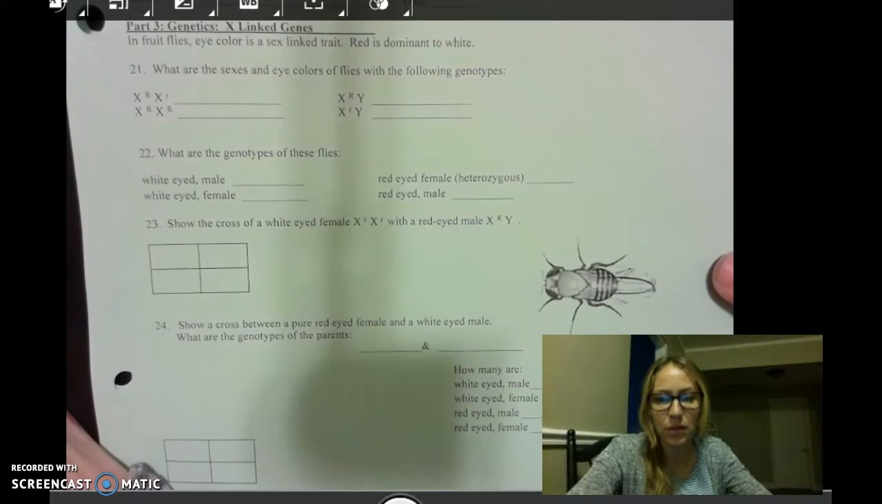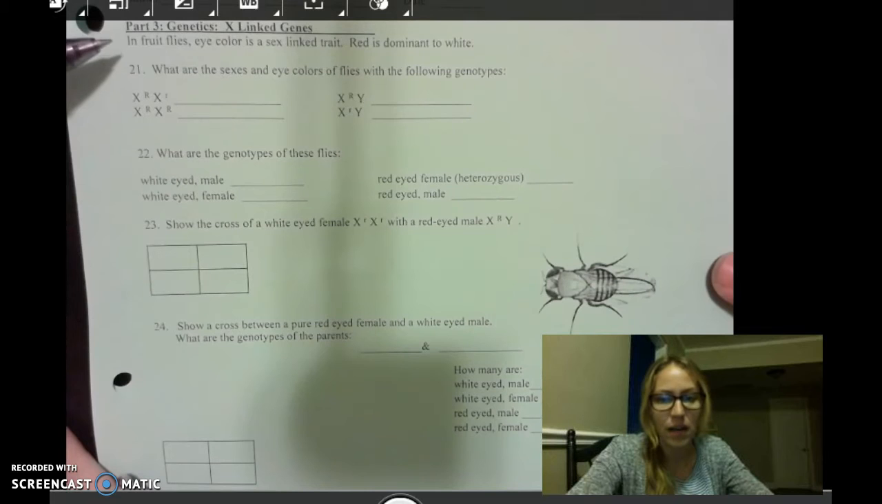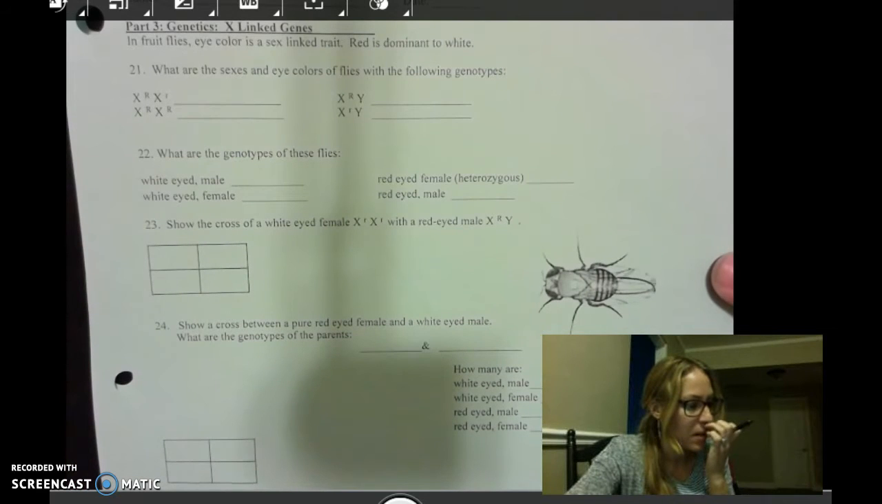Hey guys, we're going to work through this together. This, if you remember, is the X-linked traits worksheet that I gave you, and I think that it's been the section that most people struggle with the most.